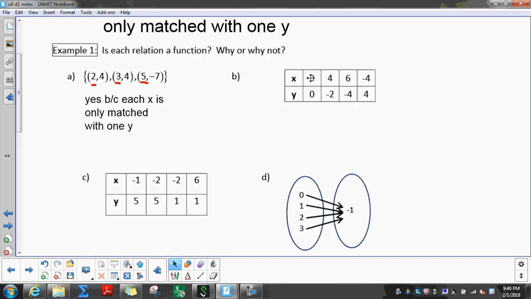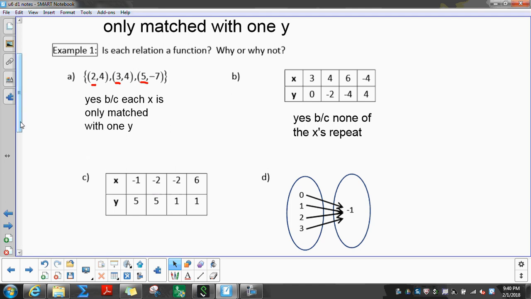Let's try B. So we look at the x's. This x is matched with a 0. 4 is matched with -2. 6 is matched with -4. -4 is matched with 4. Each x value is only going to one specific number. So again, yes, because none of the x's repeat, we don't have any repeating at different y's.